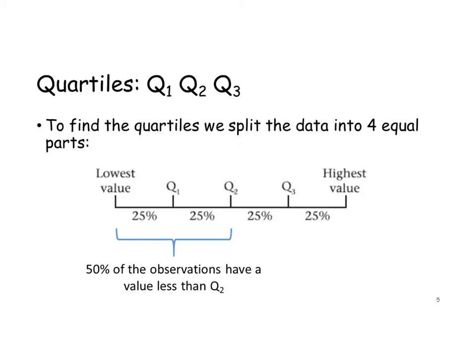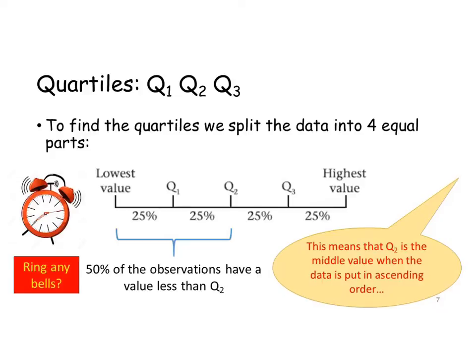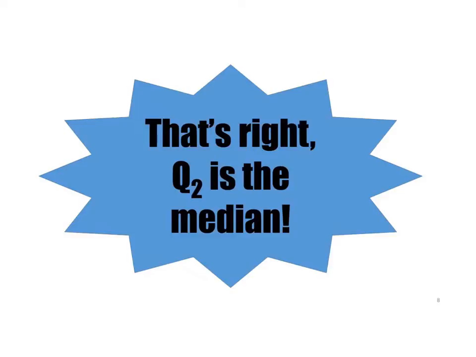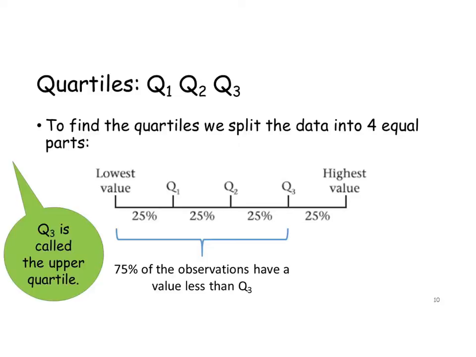50% of the observations have a value less than Q2. This means that Q2 is the middle value when the data is put in ascending order. Now, does that sound familiar? That's right, Q2 is the median. Finally, Q3, 75% of the observations have a value less than Q3. And Q3 is called the upper quartile.